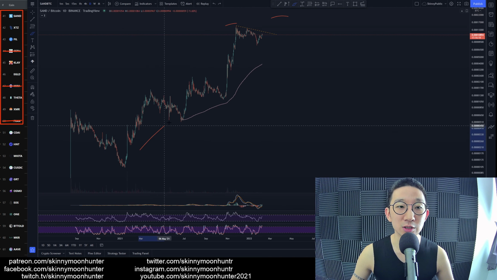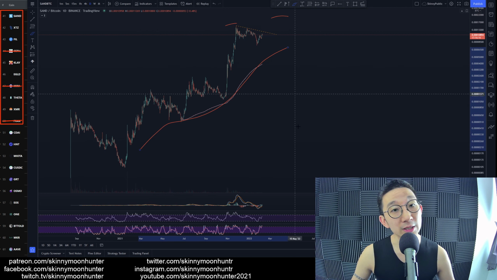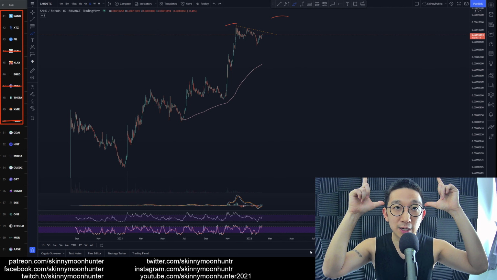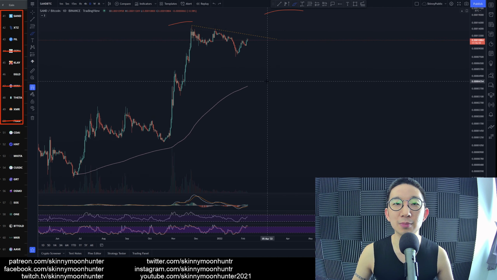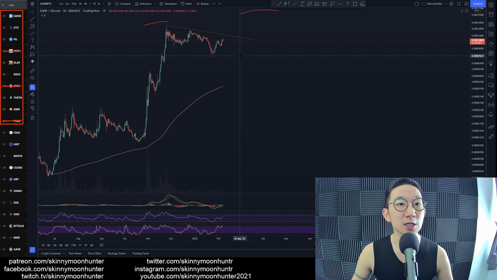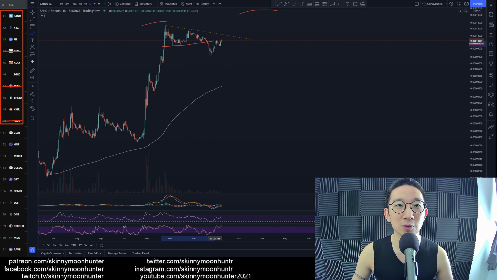And moreover, Sandbox is still above the skinny pink line. As long as we are above the skinny pink line, we remain bias bullish. We respect the trend. So while the trend is still bullish, we remain bias bullish for Sandbox against BTC. Even though, yes sir, we actually got a descending triangle over here. Even though we fell over, we have already risen back up.